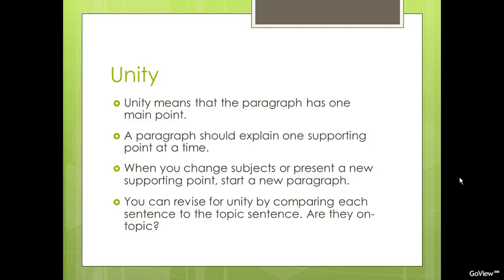It should not go off track. It should not introduce unrelated points. When you change subjects or present a new supporting point, then you should go ahead and start a new paragraph. Don't try and do that in the same paragraph. You can revise for unity by comparing each sentence to the topic sentence. Does each sentence fit in that paragraph? Again, the more strong and specific your topic sentence is, the easier it is to revise for unity.